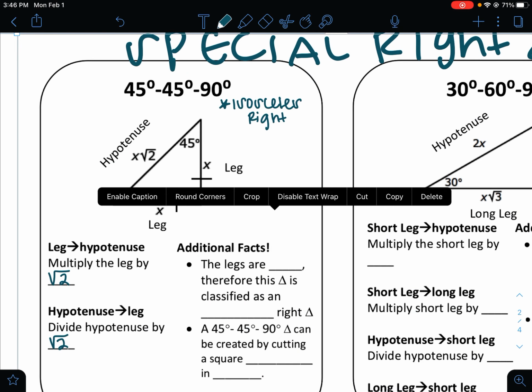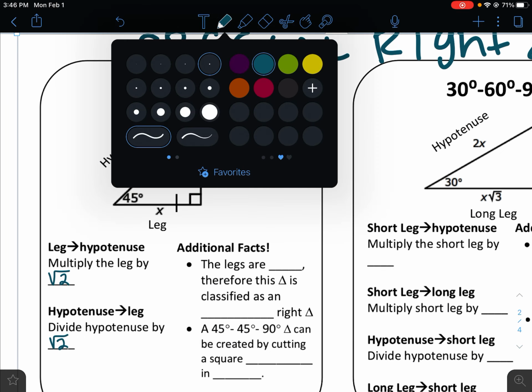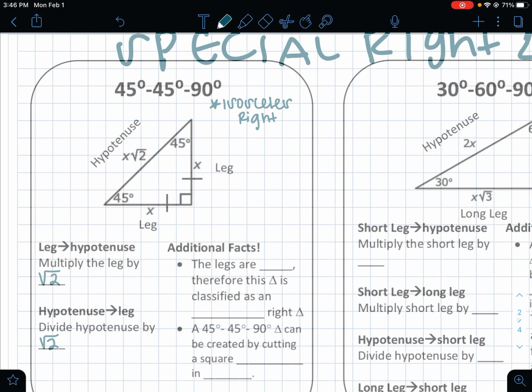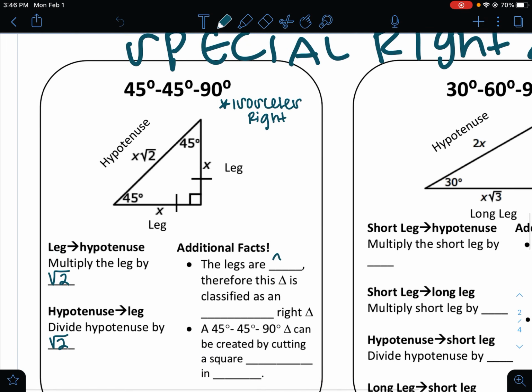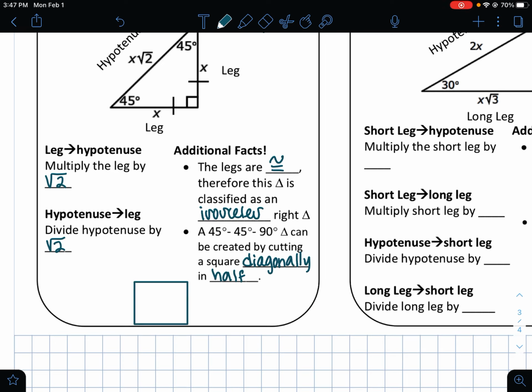All right, additional facts. The legs are congruent, therefore this triangle is classified as an isosceles right triangle. We just talked about that up there. A 45-45-90 triangle can be created by cutting a square diagonally in half. So if you see a problem with a square, and you cut it in half like that, then this would be a 45-45-90 problem.